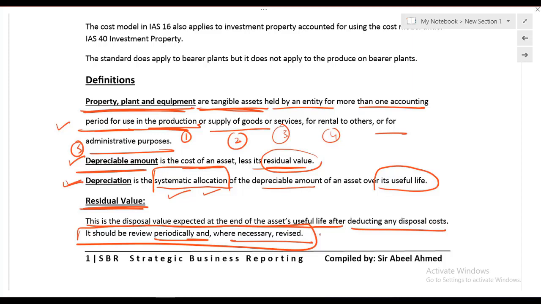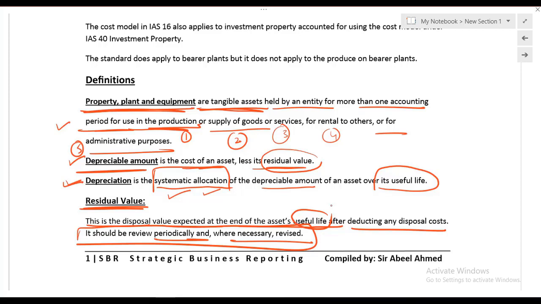Another point you need to know is useful life. What do you mean by useful life? Actually, useful life means how many years the current owner actually wants to use this asset. It is possible that today your organization has bought a property, plant and equipment which has an economic life of 50 years. The manufacturer is saying this asset is good enough for 50 years.